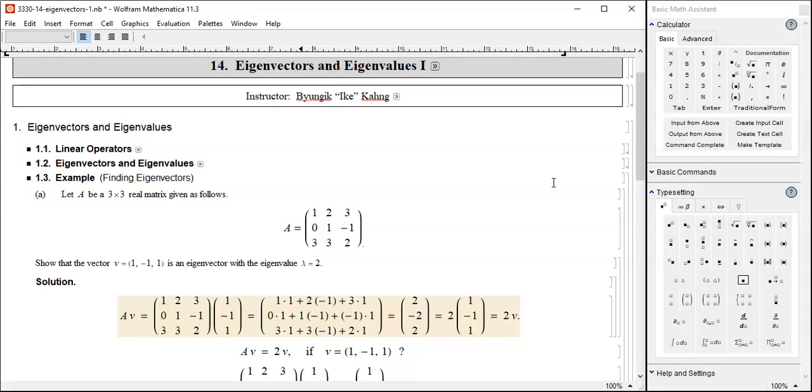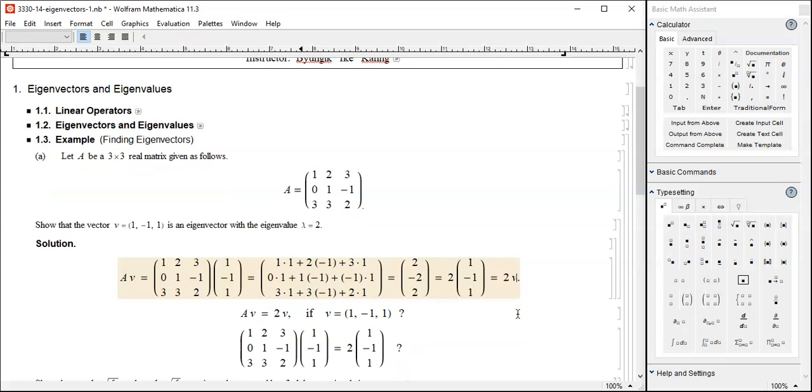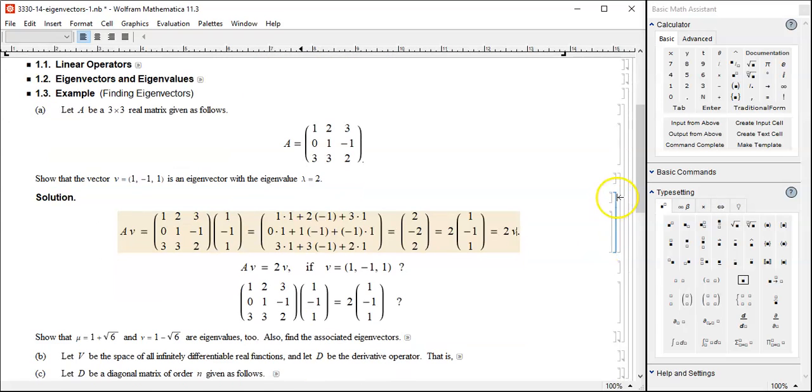A of v is just matrix multiplication. First row times column, we have this dot product here. Next, second row times this column, we have the second dot product here, and so on and so forth. If you do it right, you're going to get (2, -2, 2). And that is twice (1, -1, 1). So yes, the answer is yes.